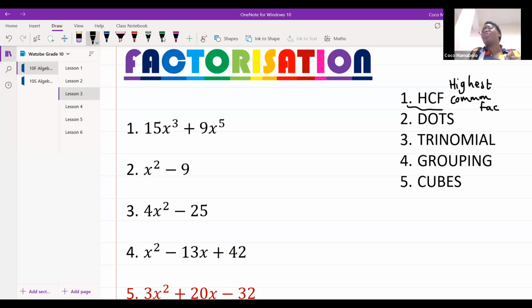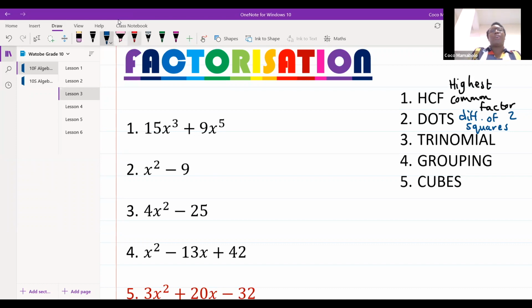Does anybody know what DOTS stands for? Have you ever seen the word DOTS before? Who can tell me? You should have in grade 9. I'm hoping some of you have seen it. That's it, Rita. It stands for the difference of 2 squares. Good. I'm going to run out of space because of my handwriting. You see, difference of 2 squares.